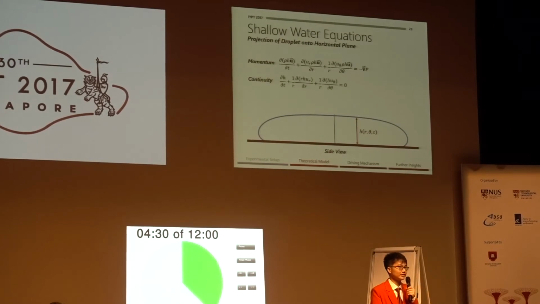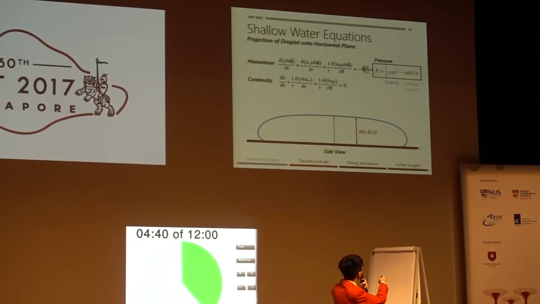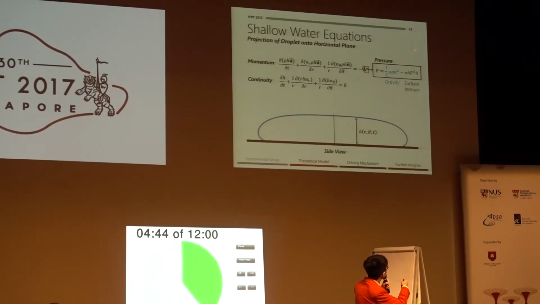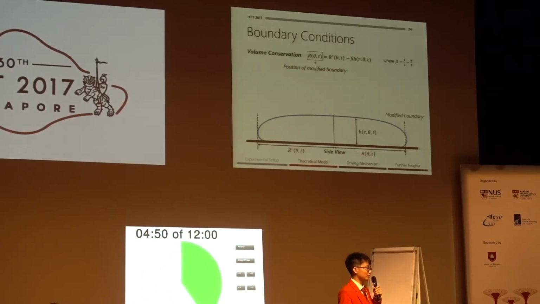We begin by writing down the shallow water equations as follows, which takes the projection of our droplet onto the horizontal plane. We can then integrate our pressure across the height of the droplet to obtain a term due to gravity and a second term due to surface tension and the curvature of our droplet. We then impose appropriate boundary conditions for our droplet.